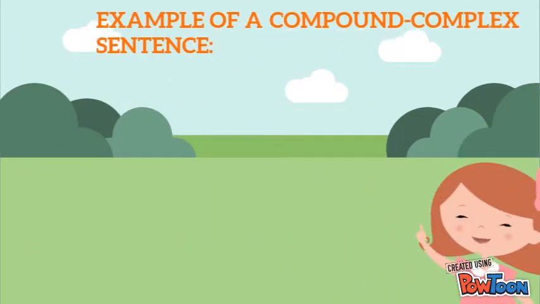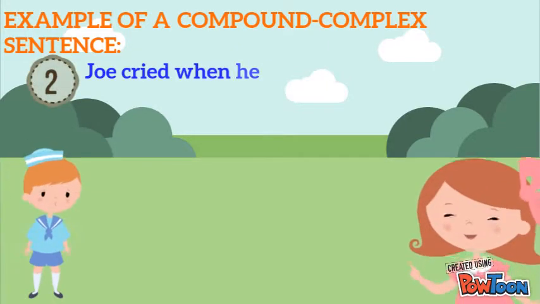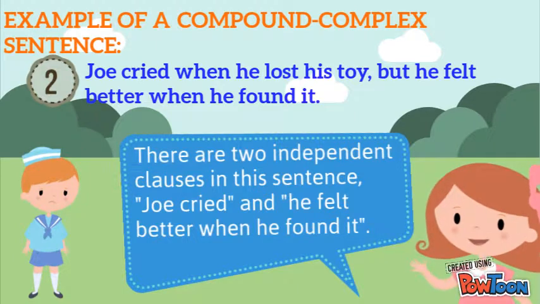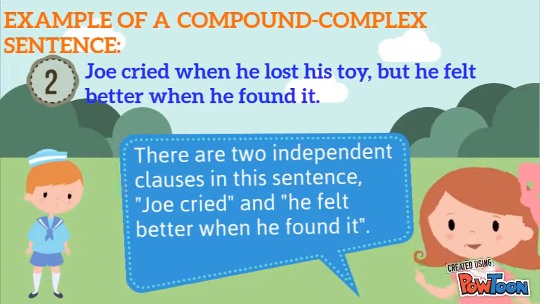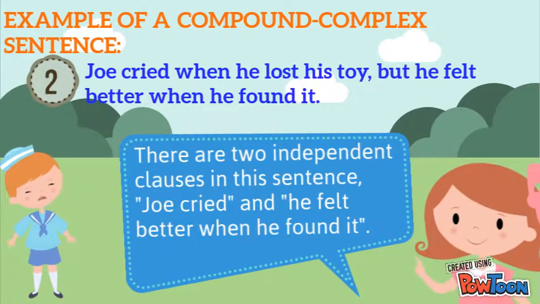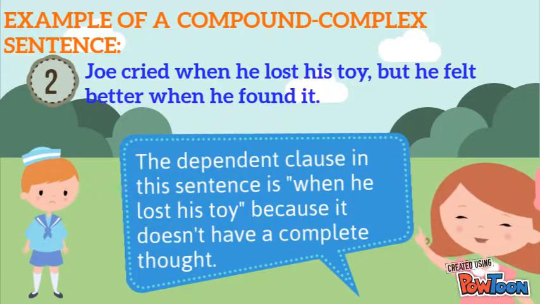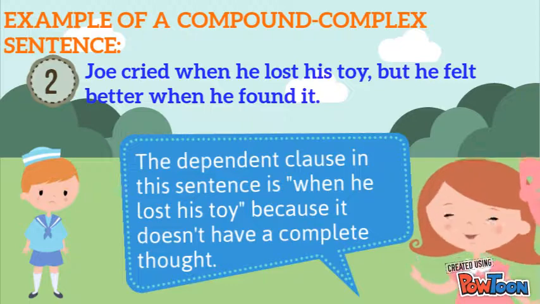Example number 2. Joe cried when he lost his toy, but he felt better when he found it. There are 2 independent clauses in this sentence: Joe cried, and he felt better when he found it. The dependent clause in this sentence is when he lost his toy, because it doesn't express a complete thought.